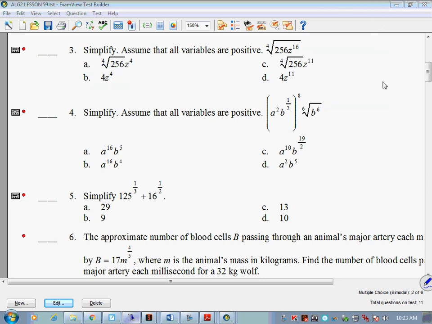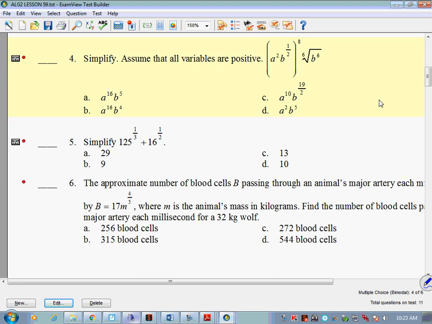All right. Number 4 gets a little tougher, okay, because we want to simplify this. Assume that all variables are positive. Okay, what do I want to do with these exponents here, with that exponent right there? Multiply, okay, and distribute is correct. So I get a to the what? 16th, and b to the 4th, okay?